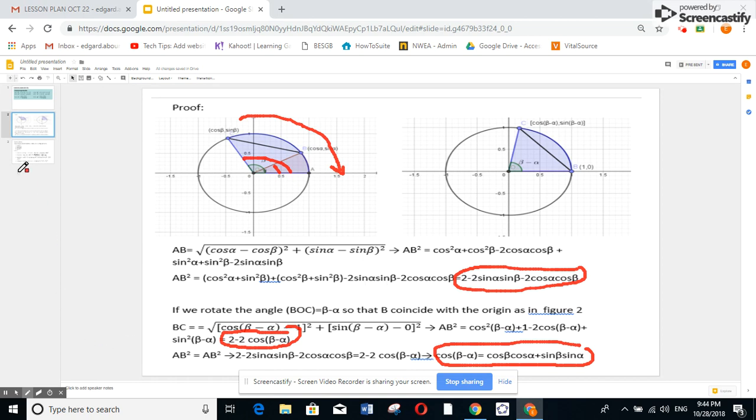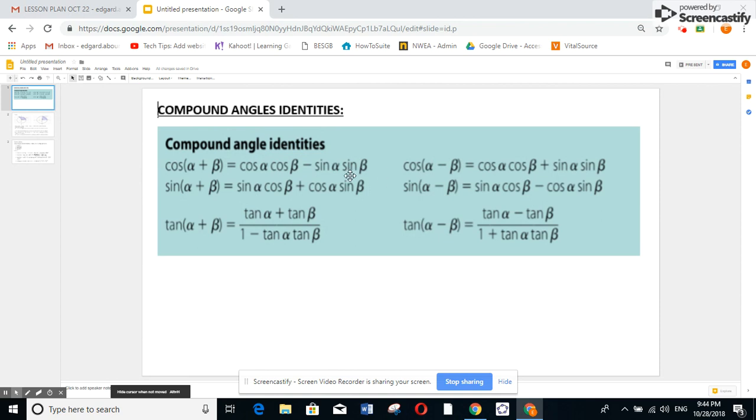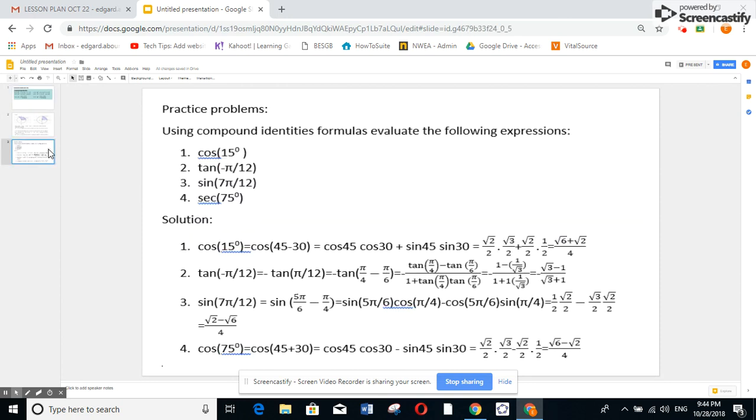But what concerns me is that you need to memorize these formulas called compound angle identities, which are 6 formulas. How are we going to use them? We're going to take an example. We're going to find cosine 15. You all know that 15 is not a remarkable angle. We cannot find it unless we use a graphical calculator. But now we can find it using compound angle identities.